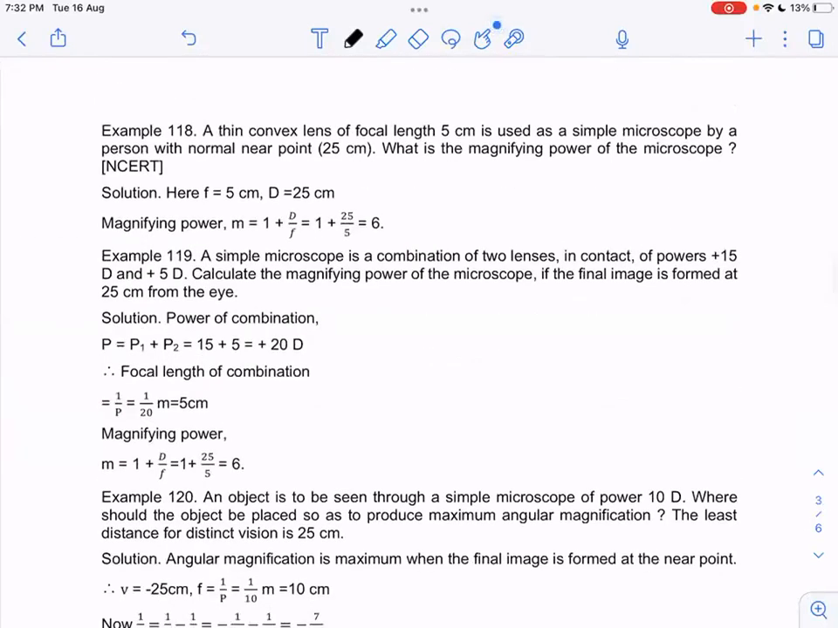Okay. So based on this, there is an example given here. There is a thin convex lens of focal length 5 centimeter, which is used in a simple microscope by a person with normal near point of 25 centimeter.